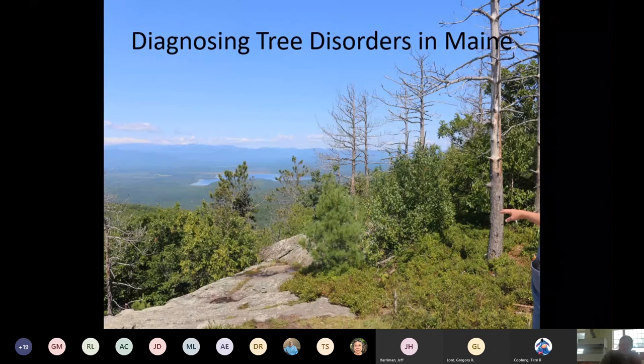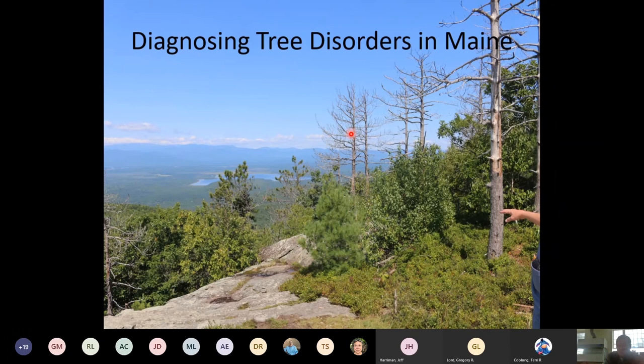All right. And now I will begin the talk of diagnosing tree diseases in Maine. I will be using a laser pointer, you can see, to illustrate or to bring your attention to certain things as the talk goes on.